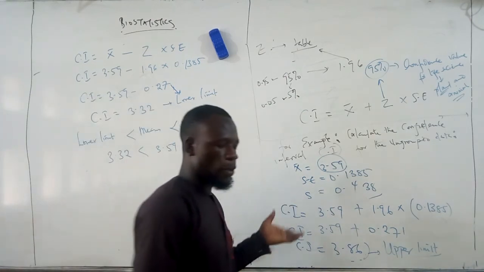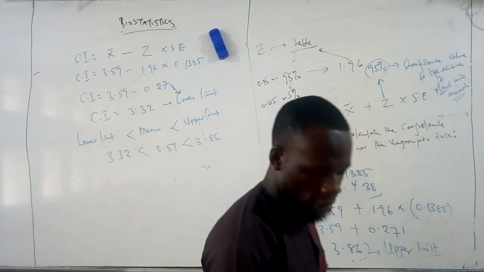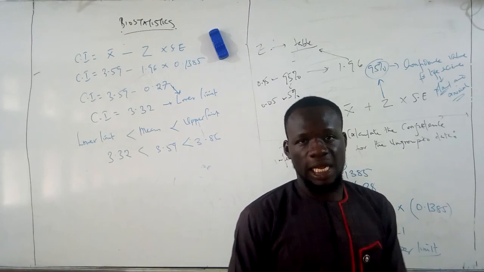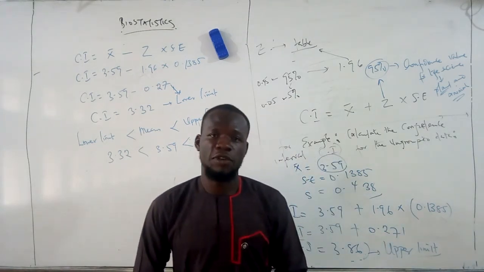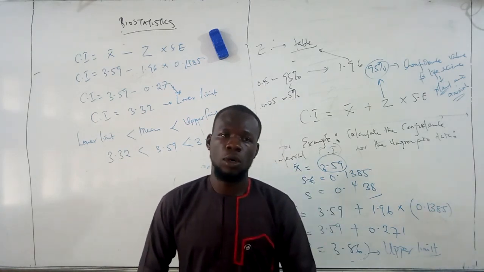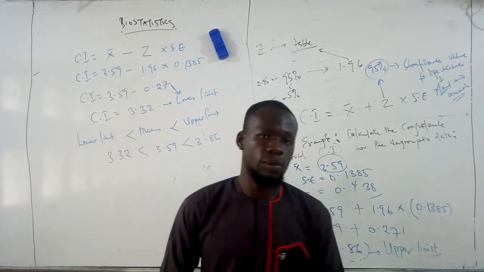So this is how we calculate for our confidence interval. Now, in our next class, I will be moving to frequency distribution, and we'll also be talking about the measures of central tendency, which include the mean, the median, and the mode.